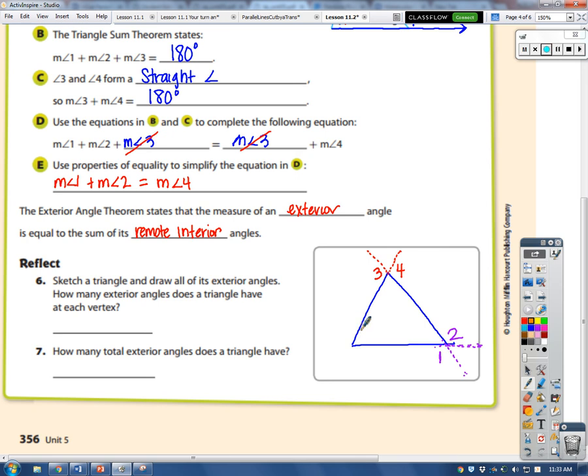Then I'm going to do the same thing here. I've got one side and an extension, that would be 5. And then I've got this side and an extension of the adjacent side, and that would be 6. So I have 6 exterior angles. So each vertex, each corner of the triangle has how many? Each vertex has 2. How many total exterior angles does this triangle have? Well, we just counted that up. That is 6. Okay? So let's go ahead and see what it wants us to do next.